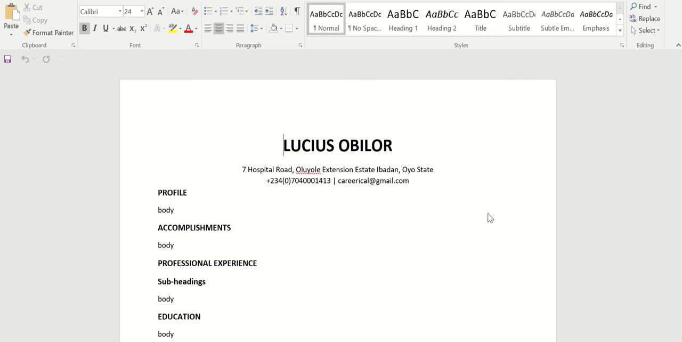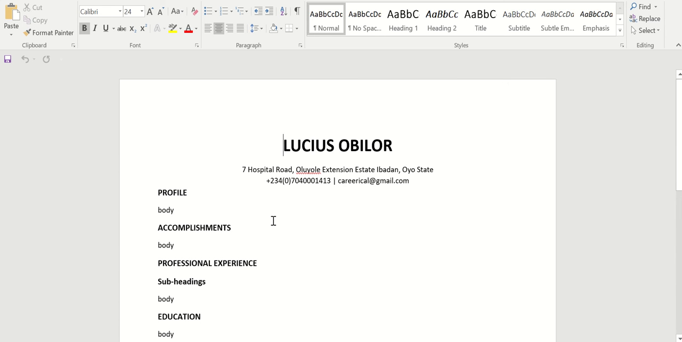So today we would want to continue from where we stopped by looking at the profile. Okay. So what you're looking at on the screen is actually the document that we arrived at from the last class. So today we work on the profile and then we try to understand what is entailed in crafting an excellent profile.